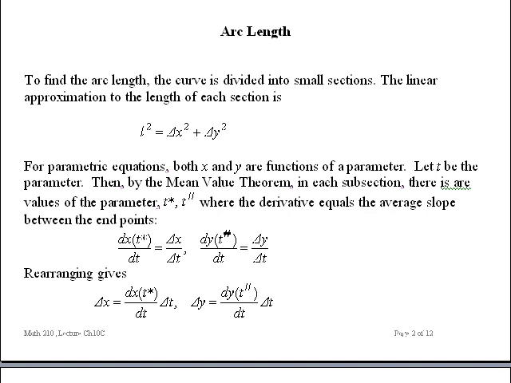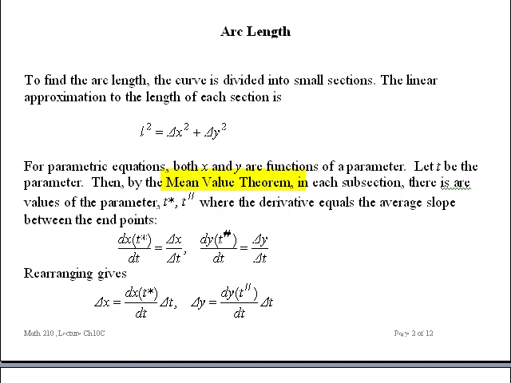The mean value theorem says that in each little subsection there is some value of t where the derivative along the curve in the subsection equals the mean derivative, which would be the average derivative, dx by dt, delta x over delta t. Similarly, for y, there is some value of t, we're going to call it t sharp, where the derivative along the curve equals the average derivative. So all we've done is use the mean value theorem for derivatives.